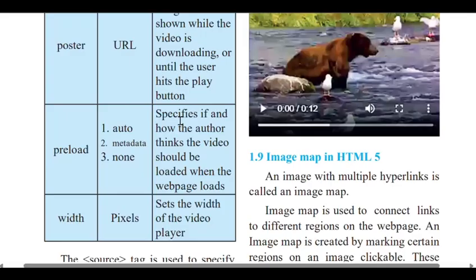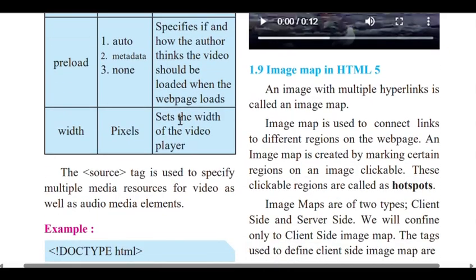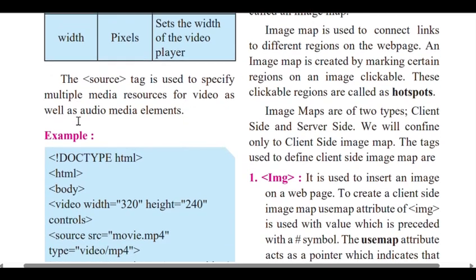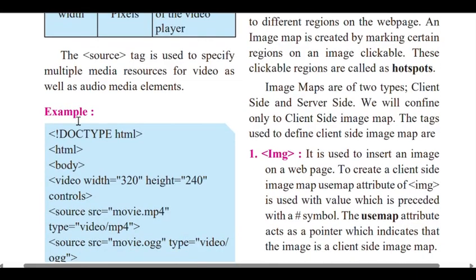Poster attribute, value is URL, specifies an image to be shown while the video is downloading or until the user hits the play button. Preload has 3 values: auto, metadata, none. Specifies if and how the author thinks the video should be loaded when the web page loads. Last attribute is width, value is pixels, sets the width of the video player.